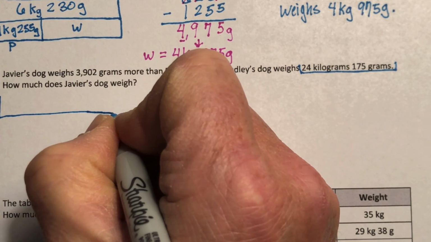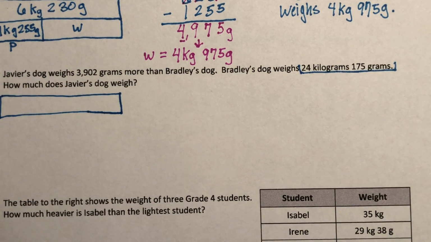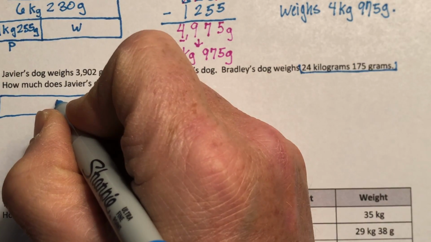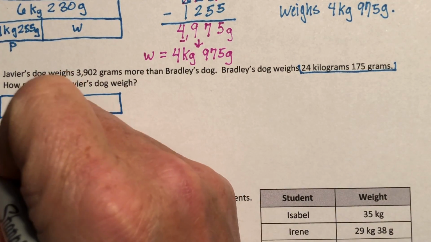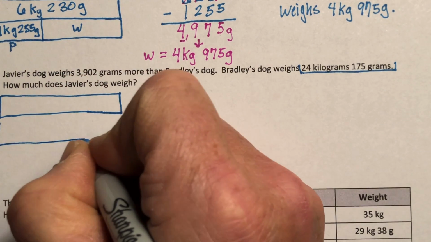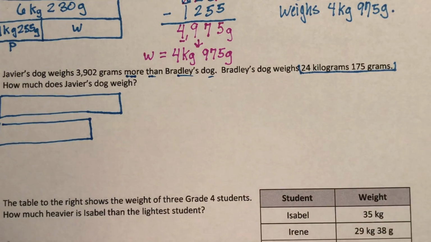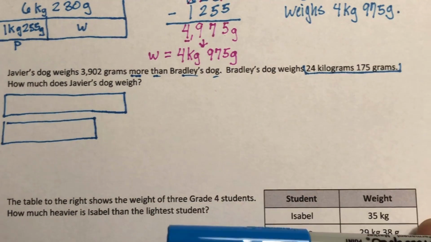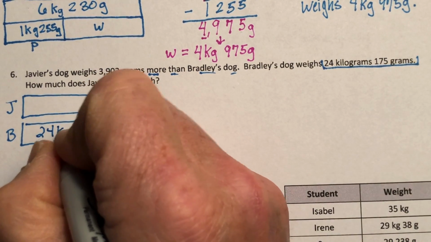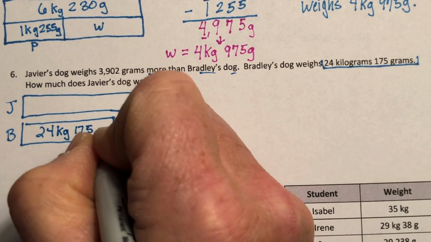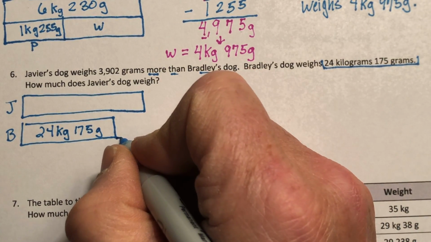And I'm going to write down a bar diagram for this, okay? And this is Javier's. How much does he weigh? We're looking for this. We don't know. But we do know how much Bradley's dog weighs. It's going to be less than Javier's dog because Javier's dog weighs more than Bradley's dog, right? Okay, so there's Javier's dog. And Bradley's dog weighs 24 kilograms, 175 grams. Okay?